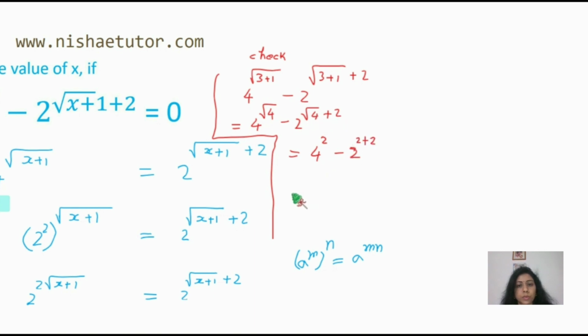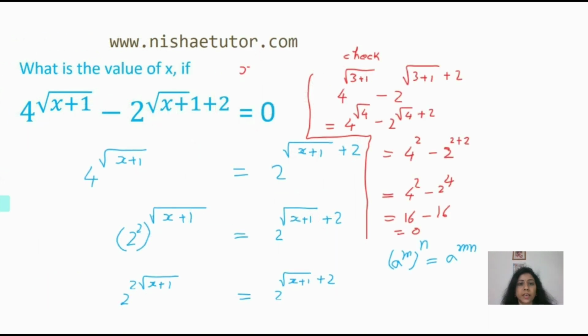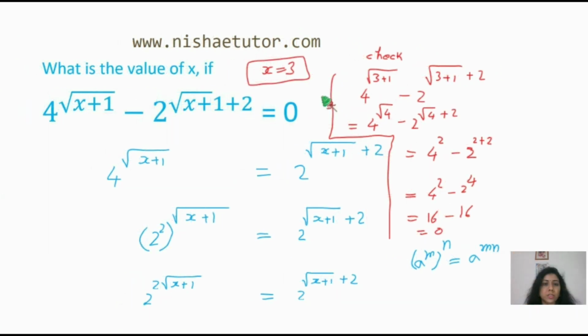2 plus 2 is 4. So 4 squared minus 2 to the power 4. 4 squared is 16 and 2 to the power 4 is also 16. 16 minus 16 is 0. So our answer x equals 3 is the correct answer. Very easy question, just follow my steps.